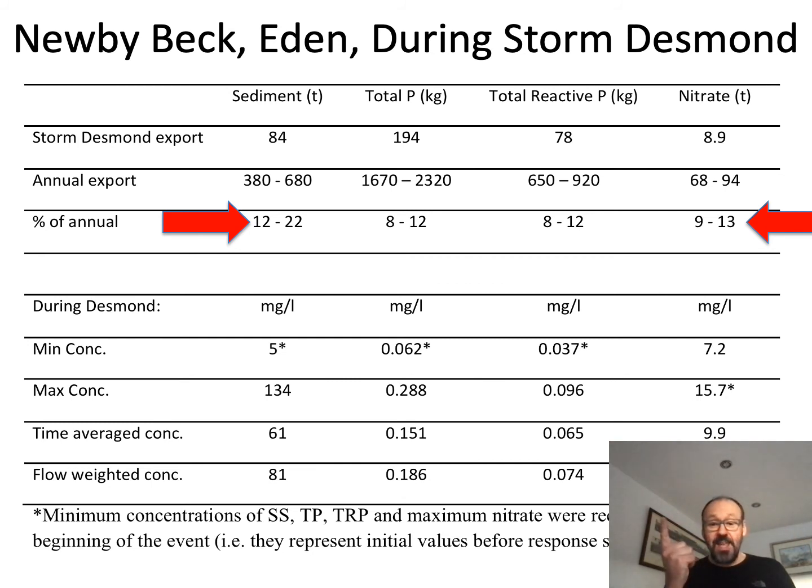In one day, in one storm, you're losing really between 8 and 20% of the total nutrients from land, just because of these types of flood, big drama, big powerful events that go on. And there's the evidence for it.